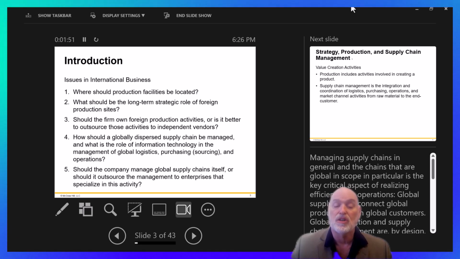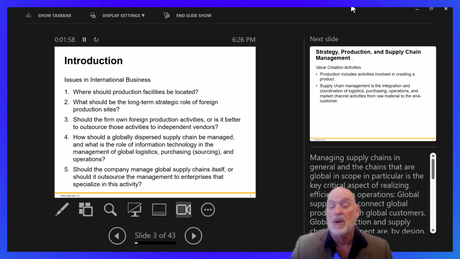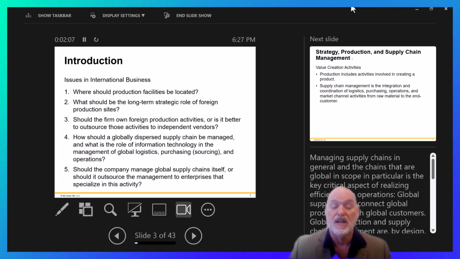4. How should a globally dispersed supply chain be managed? And what is the role of information technology in the management of global logistics, purchasing, and operations? 5. Should the company manage global supply chains itself, or should it outsource the management to enterprises that specialize in this activity?